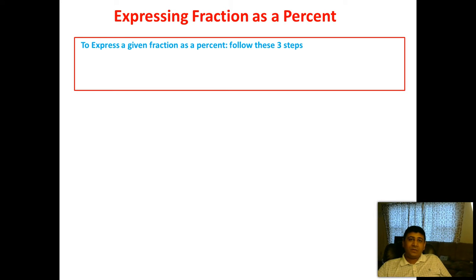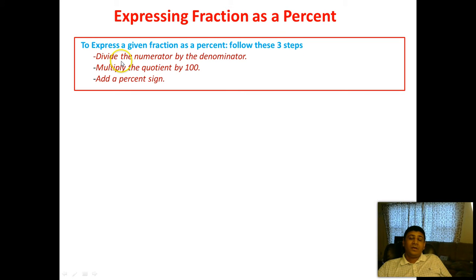So let's start with how to express a given fraction as a percent. Okay, so to express a given fraction as a percent, we will follow these three steps. What are those? First of all, divide the numerator by the denominator. Second thing is multiply the quotient by 100. Okay, and third thing is just put a percent sign next to it. That's it. That will convert your fraction into a percent.